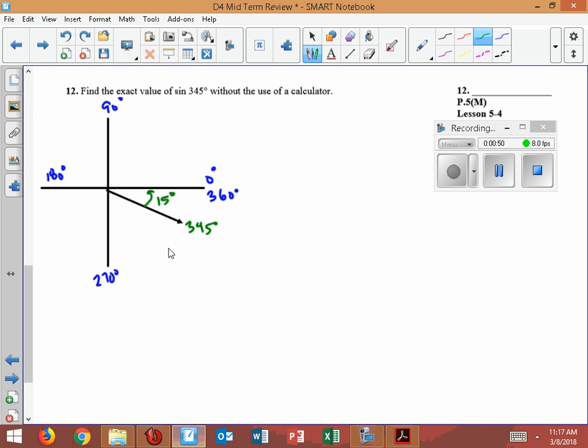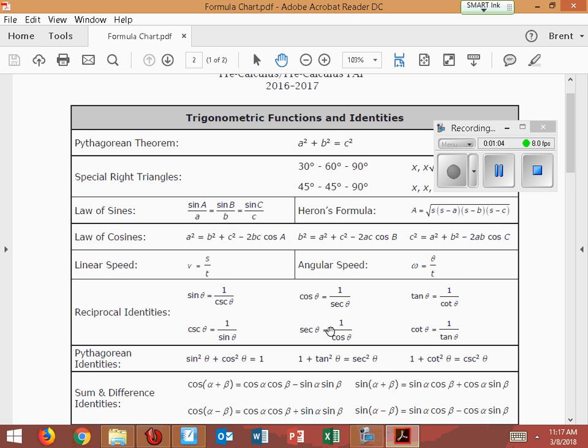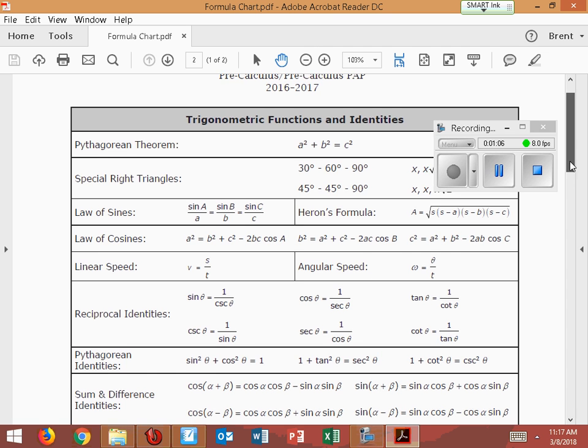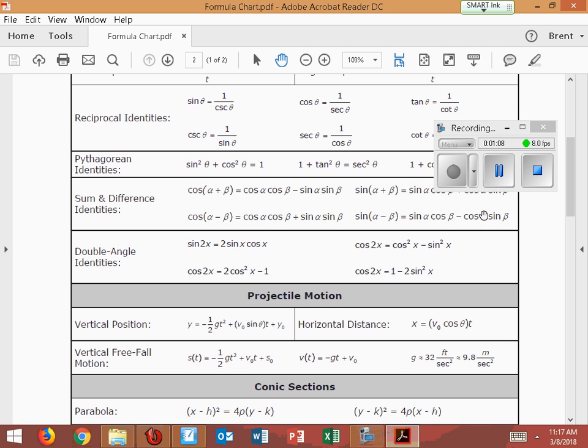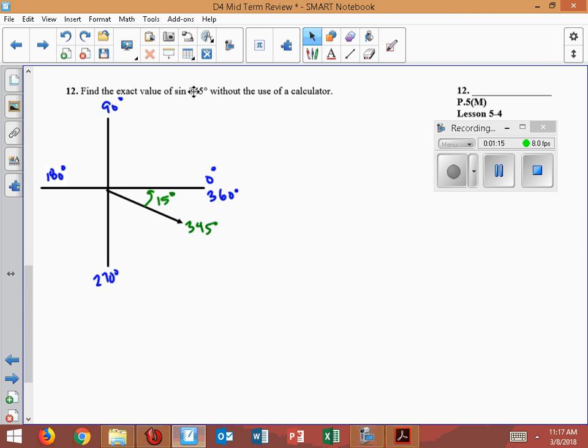Do we have a 15-degree finger? No. The answer is no. So I can't right now use the hand trick, but we can think. We can use from our formula chart a sum and difference formula. If you go to this spot on the formula chart, we have these 4 different sum and difference formulas. Now this problem says sine of 345.